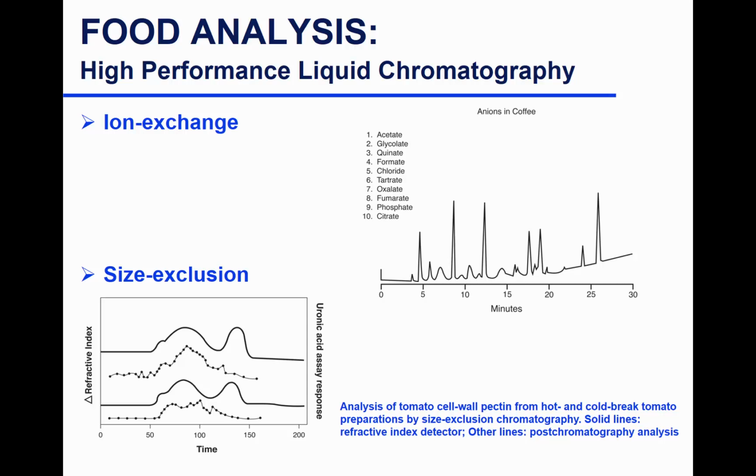And with size exclusion, the smaller would come out first. No. Larger would come out first. The smaller the molecule, the more it's going to go through the particle pores, get detained, travels in every single pore, and the larger it is, it will have less pore accessibility, so it will leave the column faster.